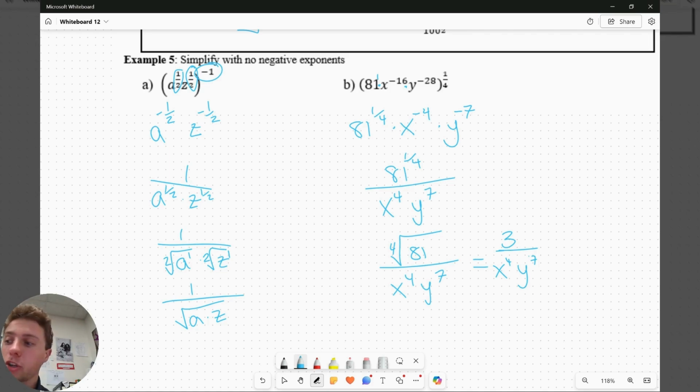That's a lot of information, a lot of exponent rules. We're going to continue to practice exponent rules because they are a very important part about mathematics.